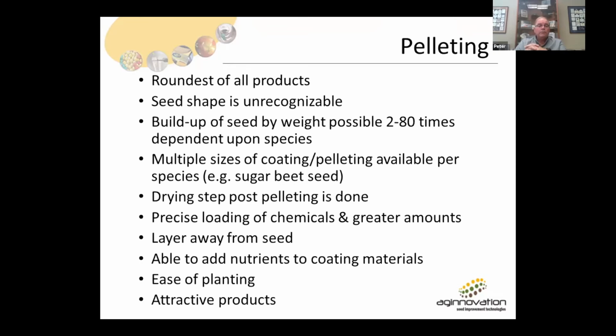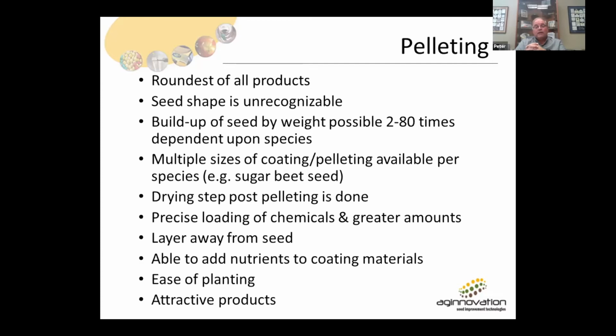We're able to load chemicals precisely onto pellets. And in fact, there is quite a bit of layering that goes on. We have the ability to load vast amounts of seed treatment onto these coatings, and we can move them to the outside of the seed. And that allows some good advantages to target agronomic issues in the field by getting higher loads of seed treatments onto pellets. And it does make for a nice opportunity of layering them away from the seed.